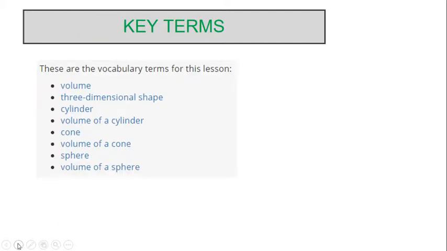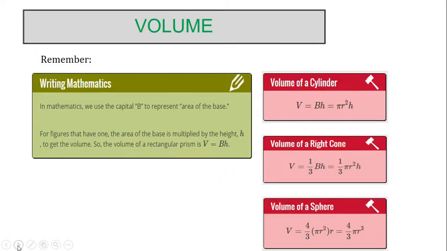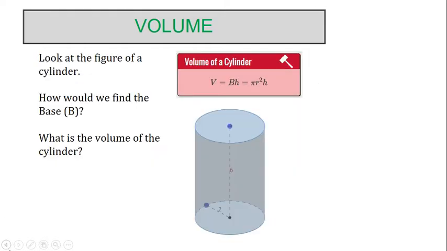All right, so the key terms involved in this lesson are the word volume, which is the space inside a three-dimensional object, and what a three-dimensional shape is. We're going to discuss what a cylinder is, how to find the volume of a cylinder, what a cone is, how to find the volume of a cone, and the same thing with a sphere. All right, so these on the right-hand side here are the formulas for each of those shapes.